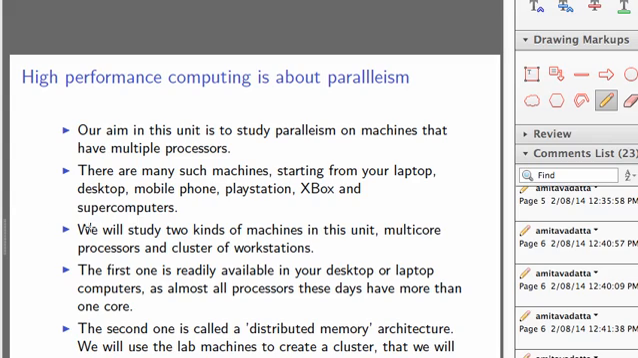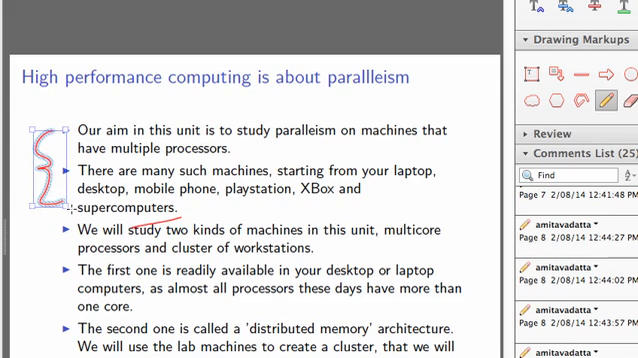So high performance computing is about parallelism. Our aim in this unit is to study parallelism on machines that have multiple processors. There are many such machines, starting from your laptop, desktop, mobile phone, PlayStation, Xbox, and even supercomputers. In fact, we have a supercomputer at UWA in the physics building, the Fornax supercomputer. However, in this unit, we'll study two kinds of machines. One is multi-core processors, as I have mentioned before, and the other is clusters of workstations.